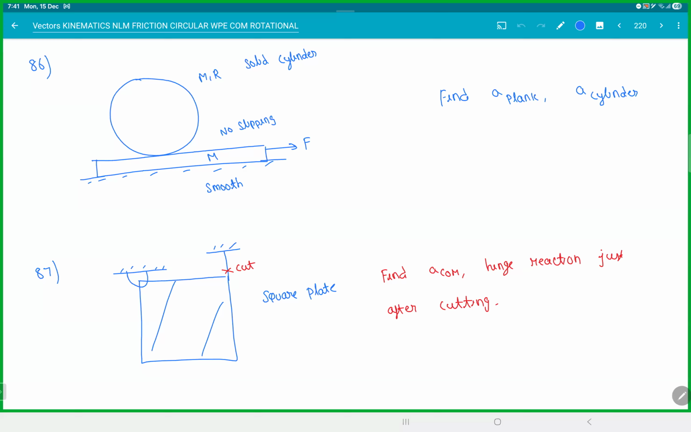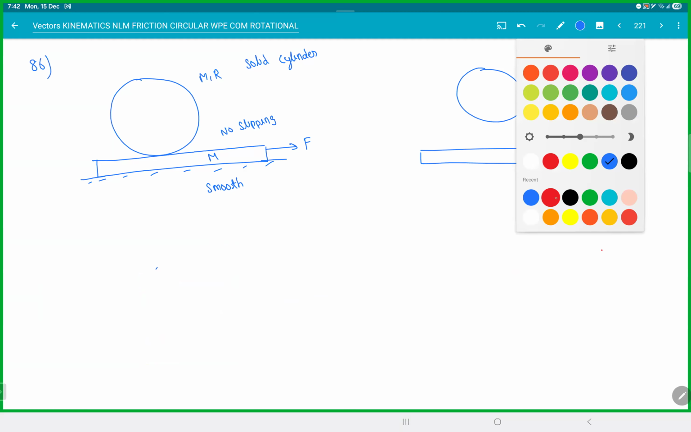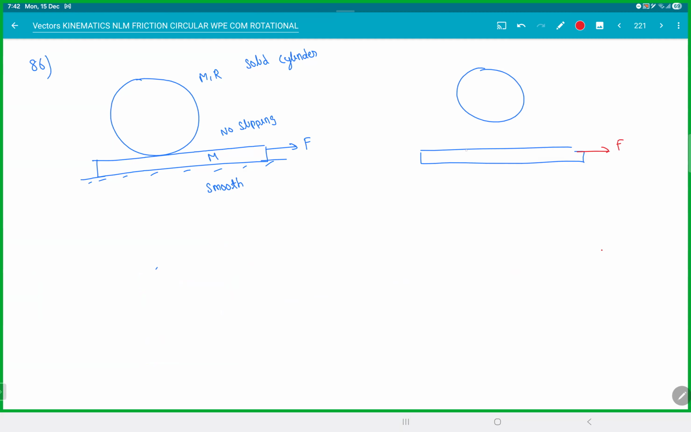Let's see the first one. Step 1, draw the FBDs. Even this is not a mains level question. This is F. This is friction. This is friction. Right? I'm not writing vertical forces. This is A. This is alpha. And this is AP. Now, what is the no slipping condition here? A minus R alpha, that is the bottommost point of the sphere, must be equal to AP. This is the no slipping condition.